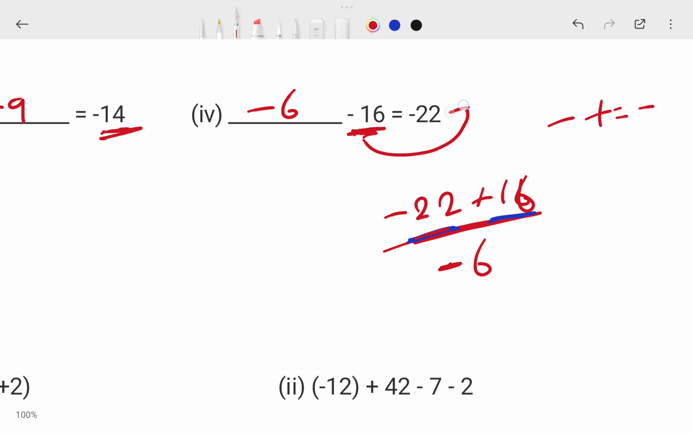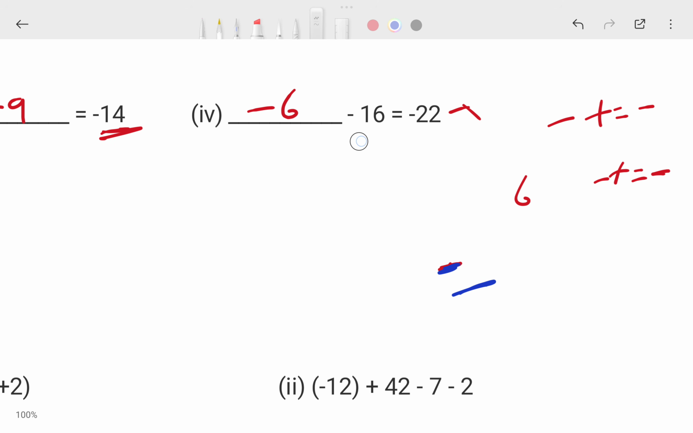Whenever I send this after the equal side, it becomes positive 16. So what I did, I just took negative and positive, negative positive, always it is negative. So I just subtracted 22 minus 16, I get 6. In this one, which is greater, 22 is greater or 16 is greater? 22 is greater. So what symbol does 22 have? Minus symbol, so that is going to be a minus symbol. Why? Because the number which is greater, that symbol we have to take. Okay, so the answer is 6.